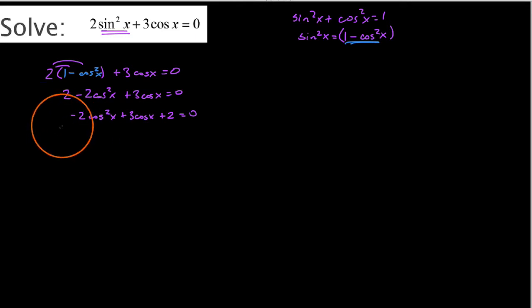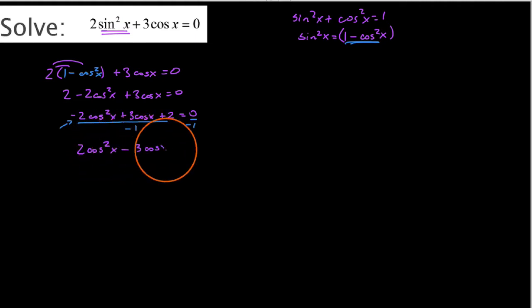And because when I factor, I like to have a leading coefficient that's positive, let's go ahead and multiply everything by negative 1. Or you could say we're dividing everything by negative 1. It's really not going to affect what we have on the right because we've already set this equal to 0. So we have 2 cosine squared x, that's positive, a negative 3 cosine x, and a negative 2 equal to 0.